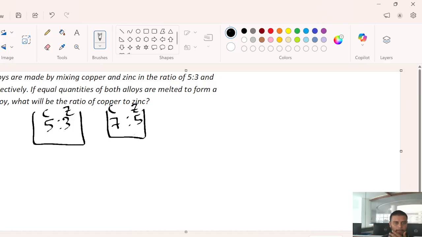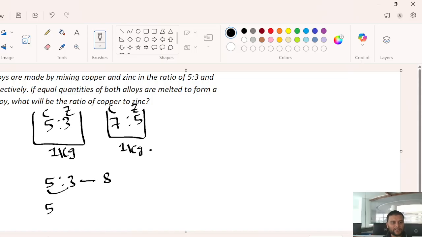Now the question says, if equal quantities of both alloys are taken and melted to form a new alloy. Let us say 1 kg of this one is taken and 1 kg of this one is taken. If you take 1 kg or 10 kg, the ratio becomes the same. So in the first ratio 5 is to 3, total 8 units of alloy is there.